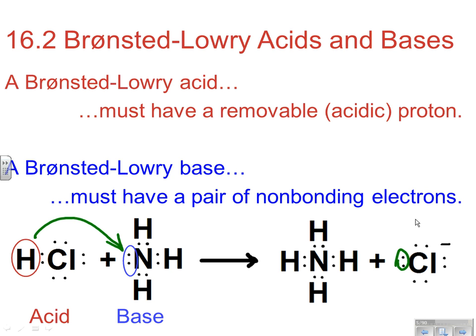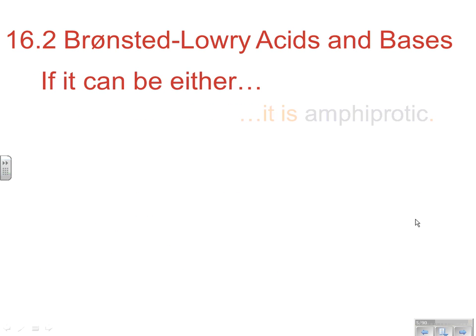So what's happening is NH3 is accepting the proton, and therefore it's acting like a base. And what you end up making is NH4 plus, I forgot to put that plus there, and Cl minus. So in this particular reaction, HCl has the hydrogen to donate, so it's giving the hydrogen, and NH3 is accepting the hydrogen, it's acting like a base. So by the Bronsted-Lowry definition, HCl is behaving like an acid, and NH3 is behaving like a base.